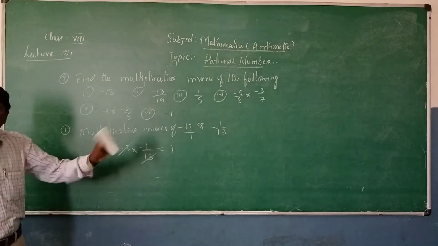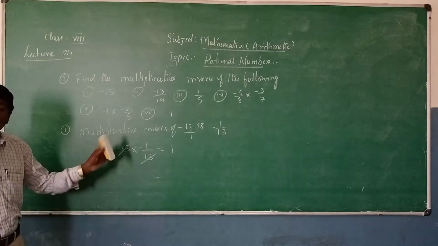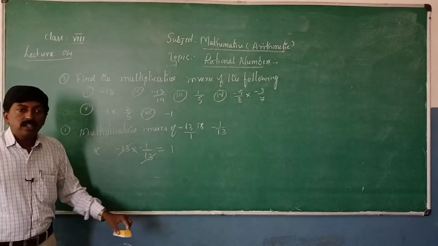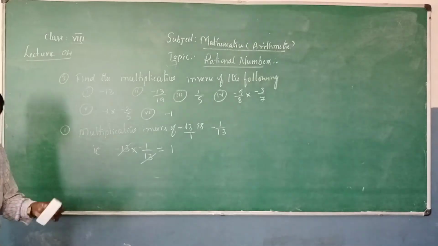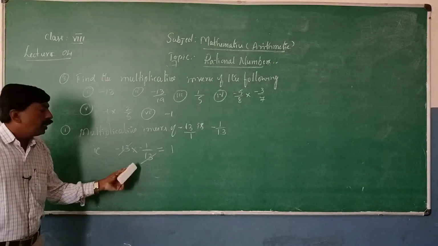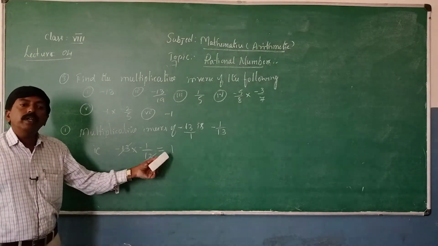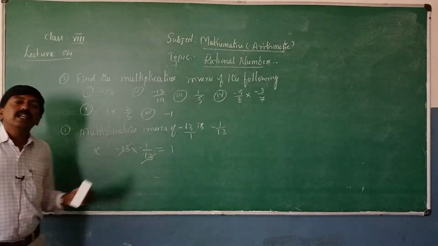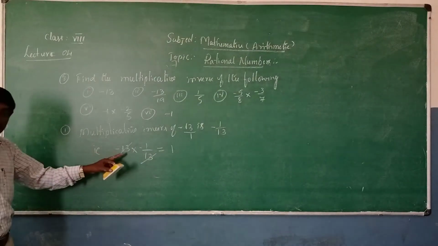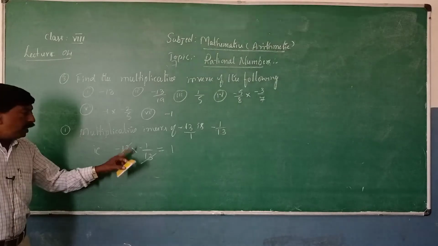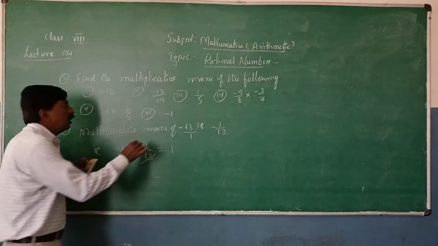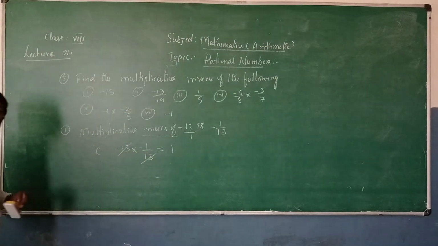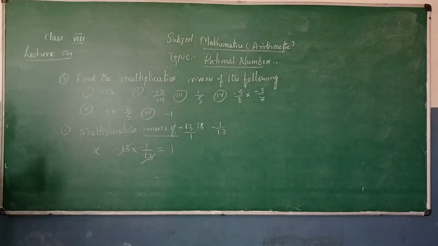The sign will not change. Remember, the sign will not change. You can interchange numerator into denominator, and denominator into numerator. Then that new number we can call its inverse. Minus 13 is a number, its reciprocal is minus 1 by 13, and that reciprocal is called the multiplicative inverse.